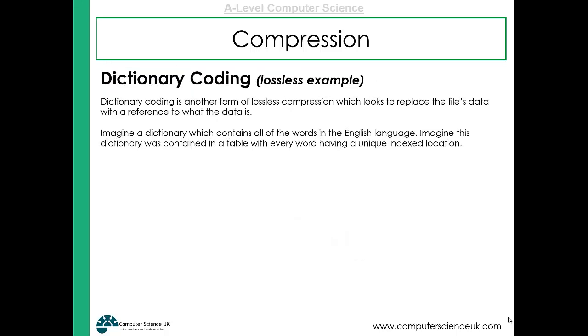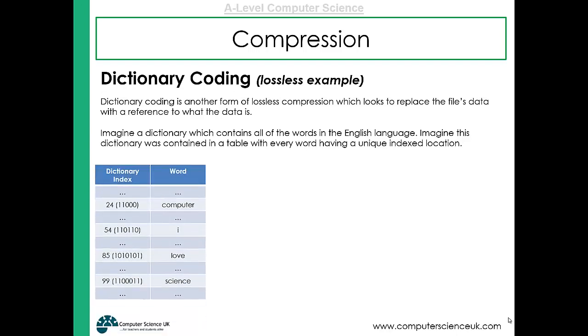So dictionary coding is another example of lossless compression. Now this is where we look to replace the data stored within a file with a reference to what the data is. So imagine that you've got a dictionary that contains all of the words of the English language, and imagine that that dictionary was in a table and each word had its own index location. So aardvark would be at index 1 and so on. Now let's have a look at this example of an excerpt from the dictionary.